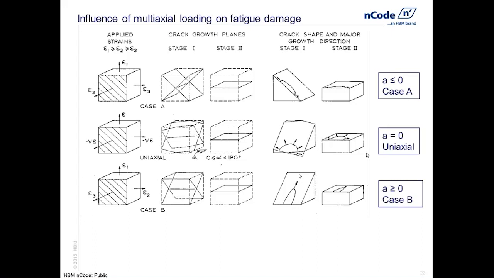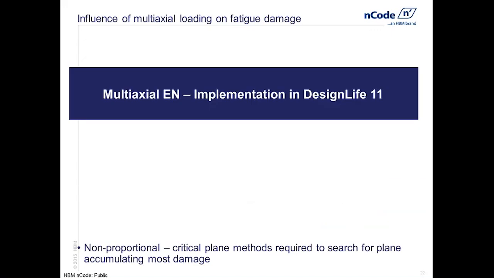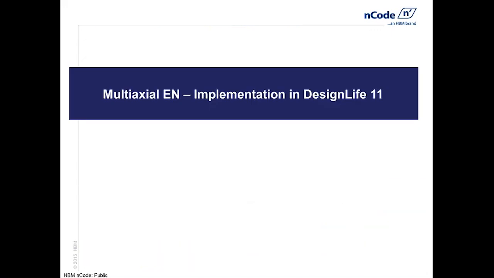Uniaxial loading is a special case in between. Furthermore, if we have a non-proportional loading, we may switch between case A and case B, and the orientations of those planes may also change with time. Under those circumstances, we may have to make more calculations in order to identify or search for a critical plane, one accumulating most damage. Okay, so that's a quick overview of some of the issues that we have to address.